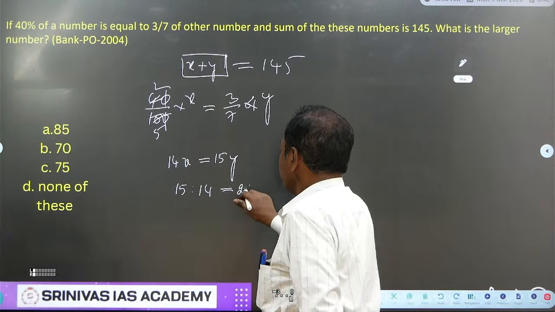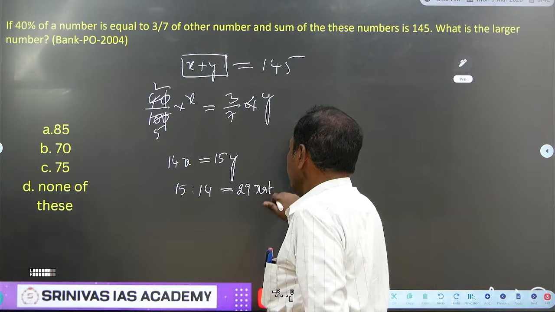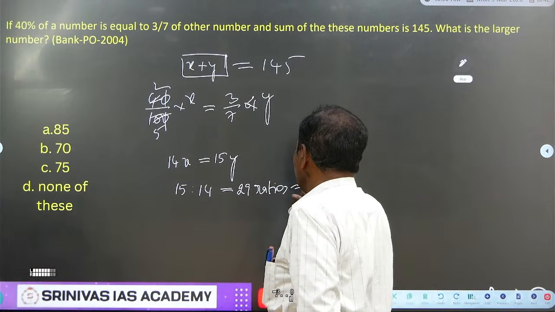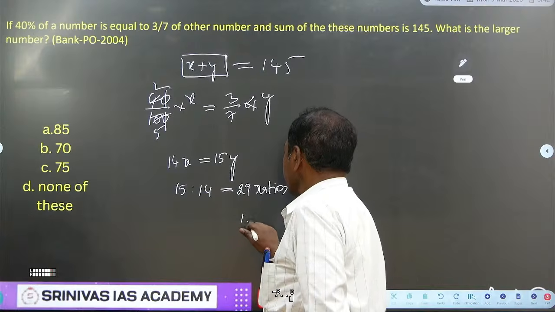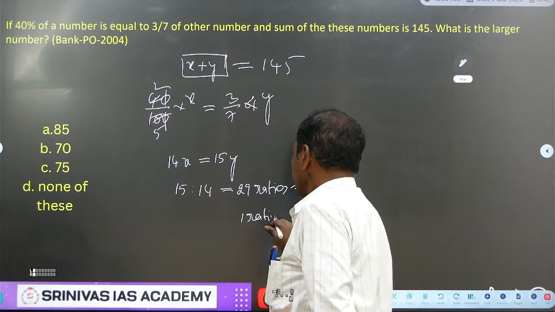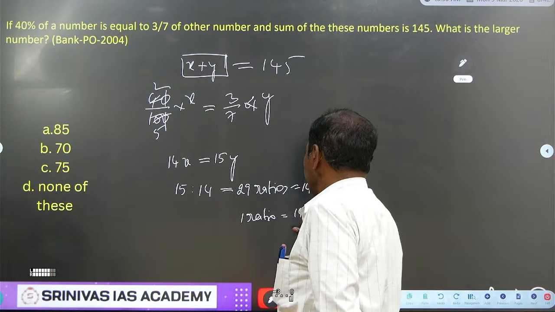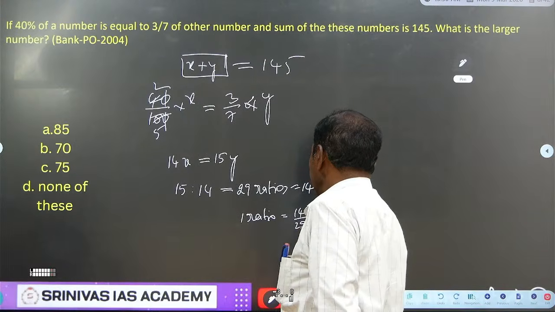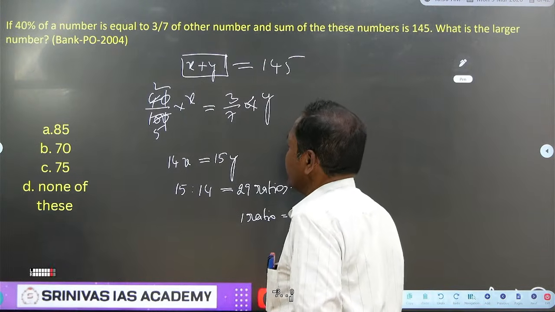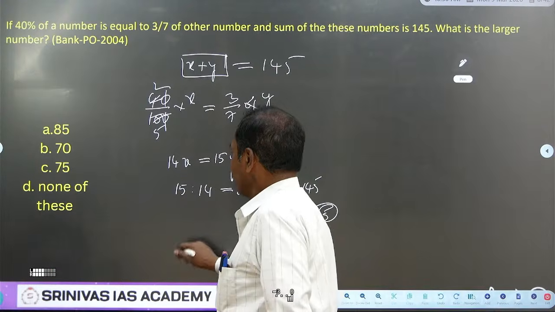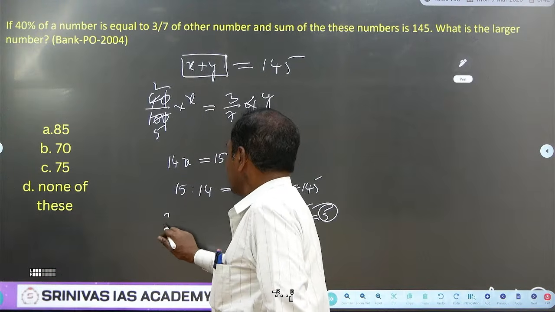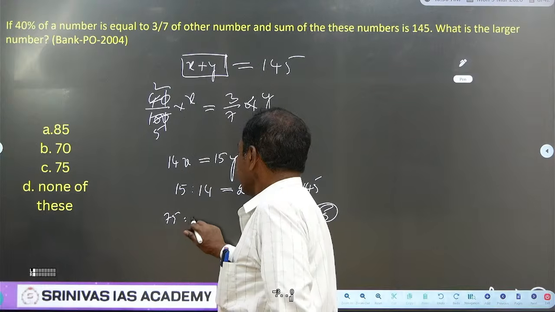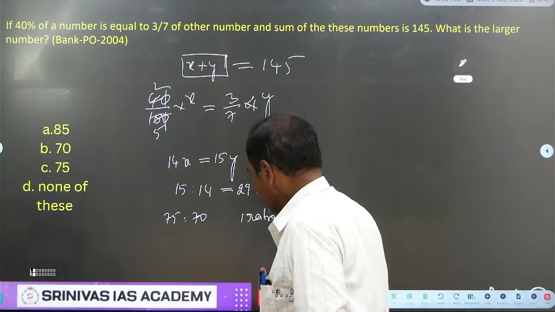Total ratios are 29. 29 ratios is equal to 145. So 1 ratio is equal to 145 by 29, which means 5. One ratio value is 5. What is the larger number? 15 into 5, that is 75. This is 70.